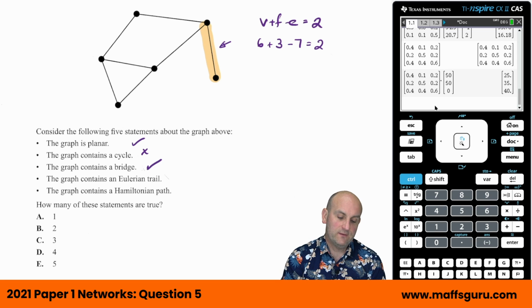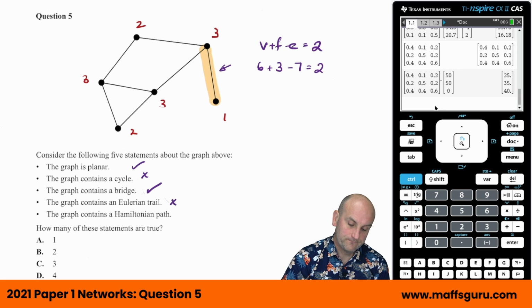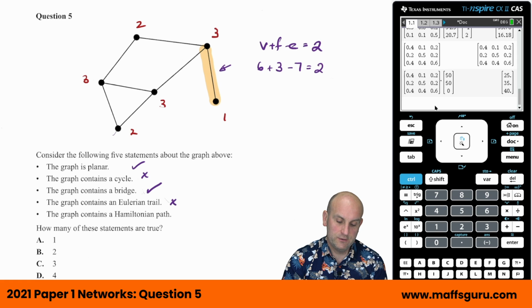The graph contains an Eulerian trail. The definition of an Eulerian trail is that it is connected, which it is, and has exactly 2 vertices with an odd degree. I don't believe that's true. And a Hamiltonian path visits every vertex of a graph. I can do that, so there is one of those.